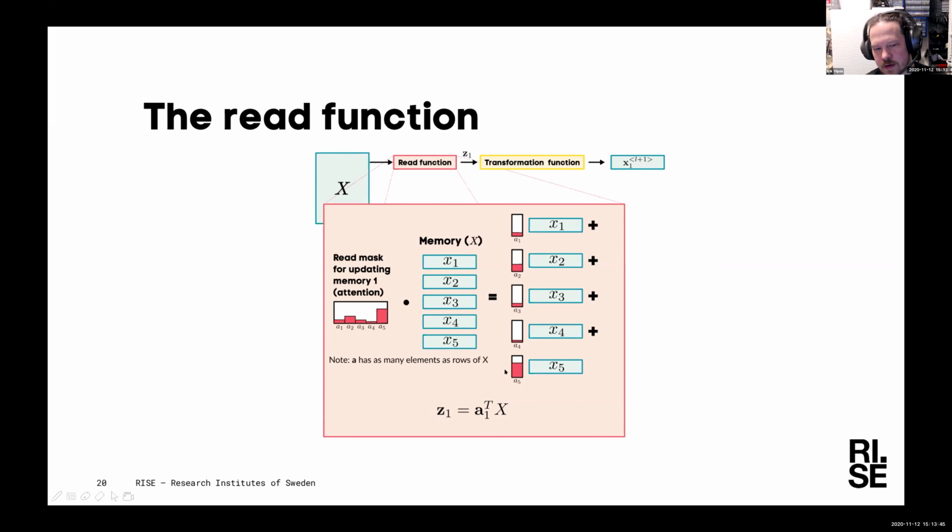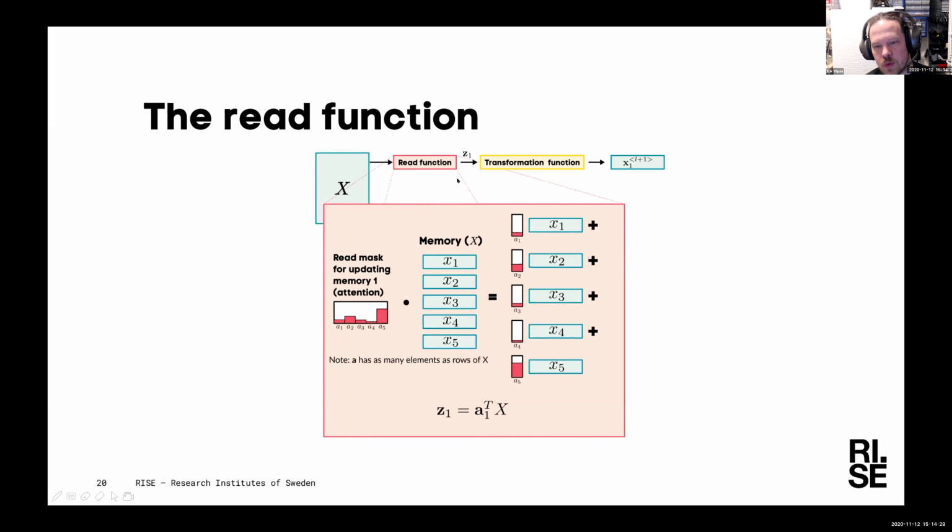So, for example, these are supposed to correspond to scalar values, and I depicted it like this to highlight that you can think of this as a histogram. All of these A1, A2, A3, A4, and A5 are scalars, but they sum up to 1, and they are positive. So at the end, what we actually do here is that the value we read from memory, this Z, which will then be transformed before we update the first memory slot with that value, is composed by this weighted sum, this weighted average of the memory.